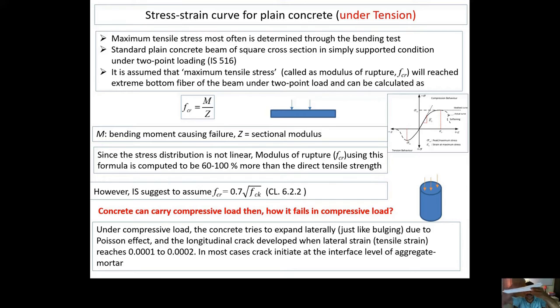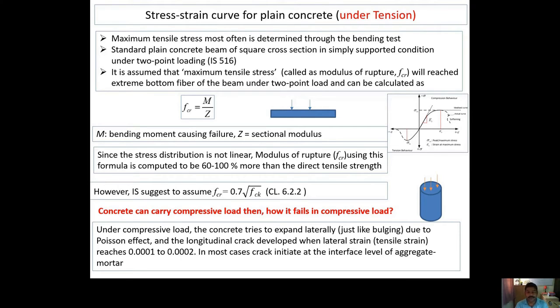Here you can see it is under compression. Here it is coming under tension. Now it is assumed that the maximum tensile stress is in the bottom fiber. So the maximum tensile stress at the bottom fiber will reach its limit, and we can see at which load it is failing. So we can have the maximum moment at which the crack is occurring. And theoretically we can also calculate the cracking moment, or you can say the modulus of rupture, which is the ratio of moment to the section modulus.